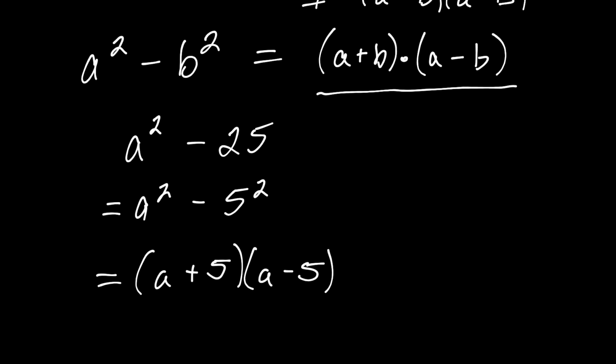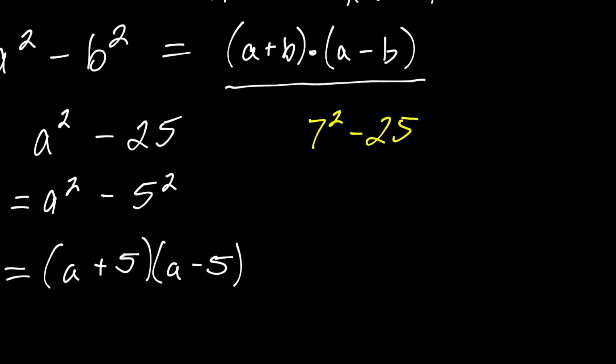And again, the way you could check this is just to pick a number to put in place of the a right here. So let's say a is 7, because 7 is my favorite number. If a were 7, you'd have 7 squared minus 25, which is equal to 49 minus 25, which is equal to 24.